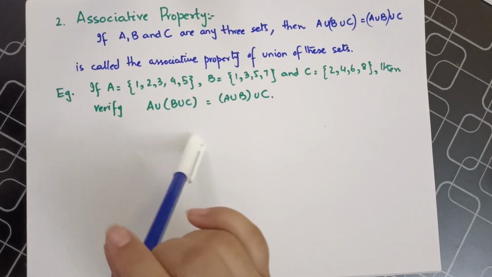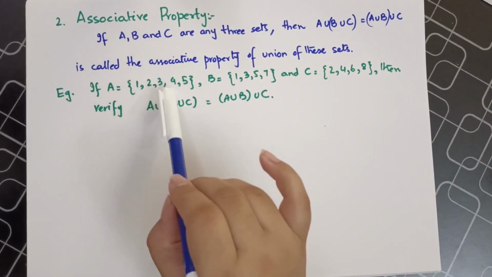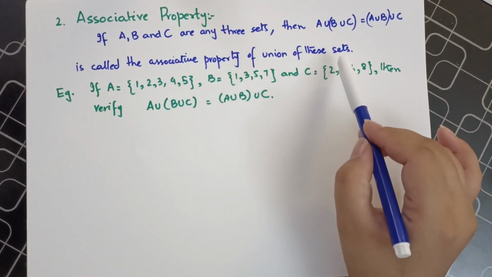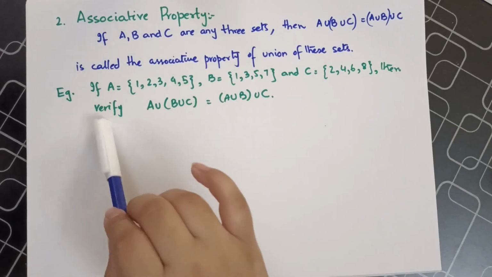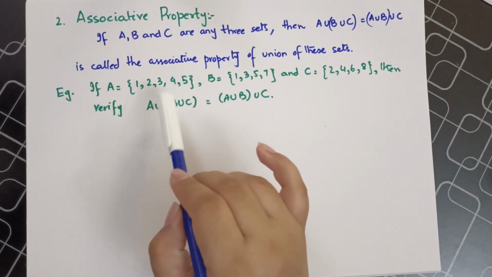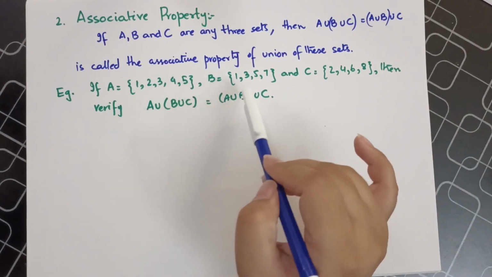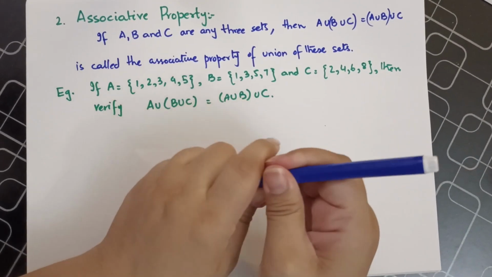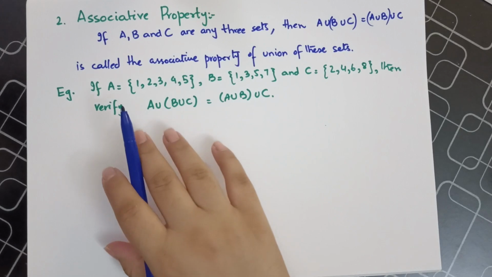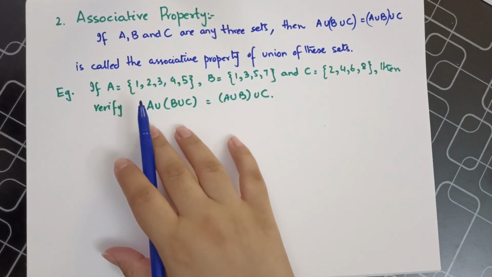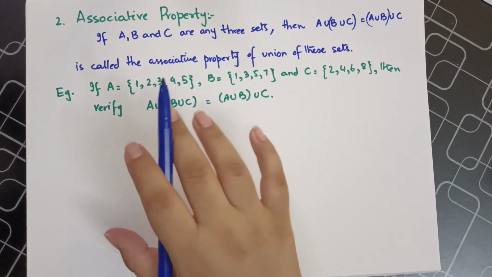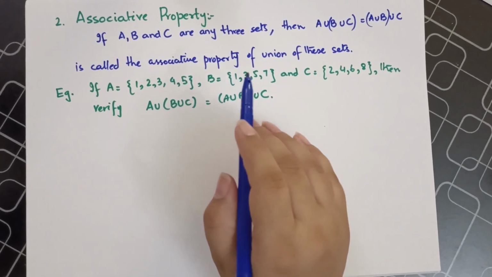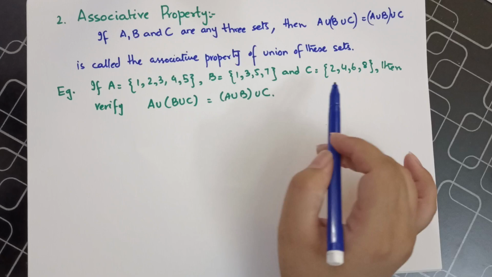So here, if A is equal to {1, 2, 3, 4, 5}, B is equal to {1, 3, 5, 7}, and C is equal to {2, 4, 6, 8}, then verify A union (B union C) is equal to (A union B) union C. Now, what we are going to do is first solve the left-hand side, and then we are going to solve it for the right-hand side.